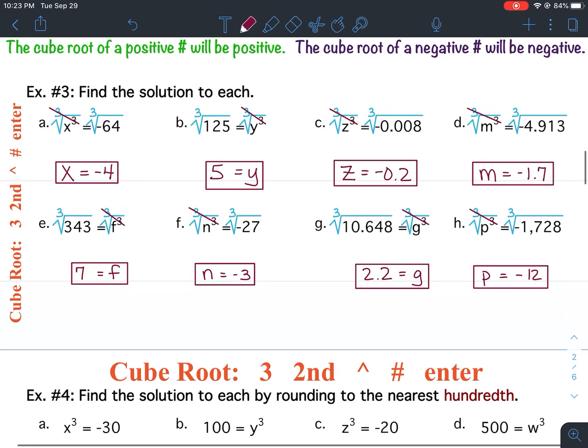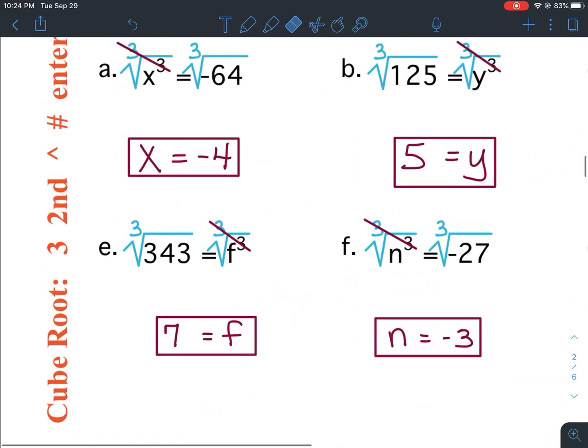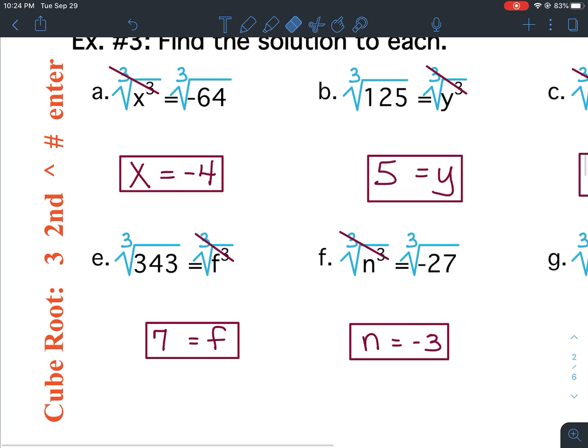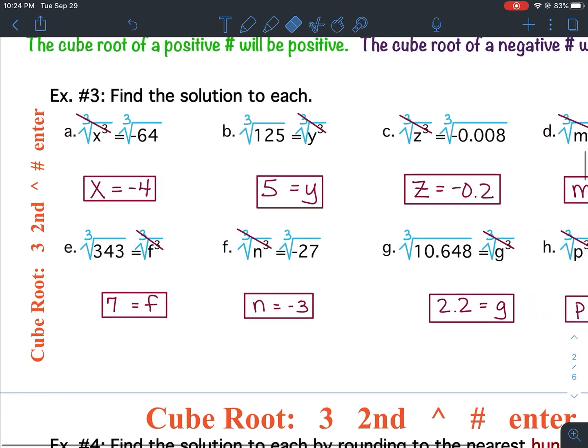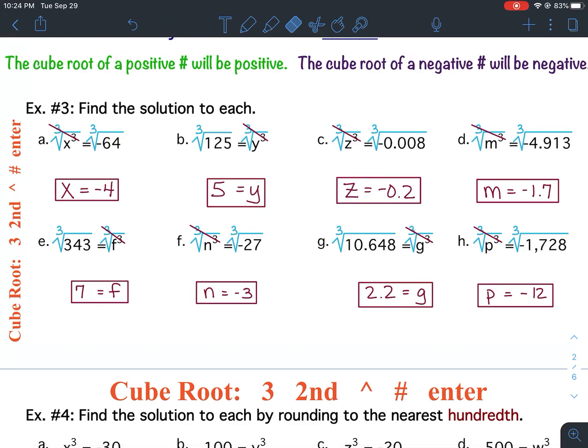That is it for example 3. Make sure whatever work I have on the notes, you also have on your paper, including, go ahead and write off to the side where it says cube root, 3, second, caret, number, and then enter. So whatever I have on this video, please make sure it is also written on your paper. If you have any questions about example number 3, please let me know.